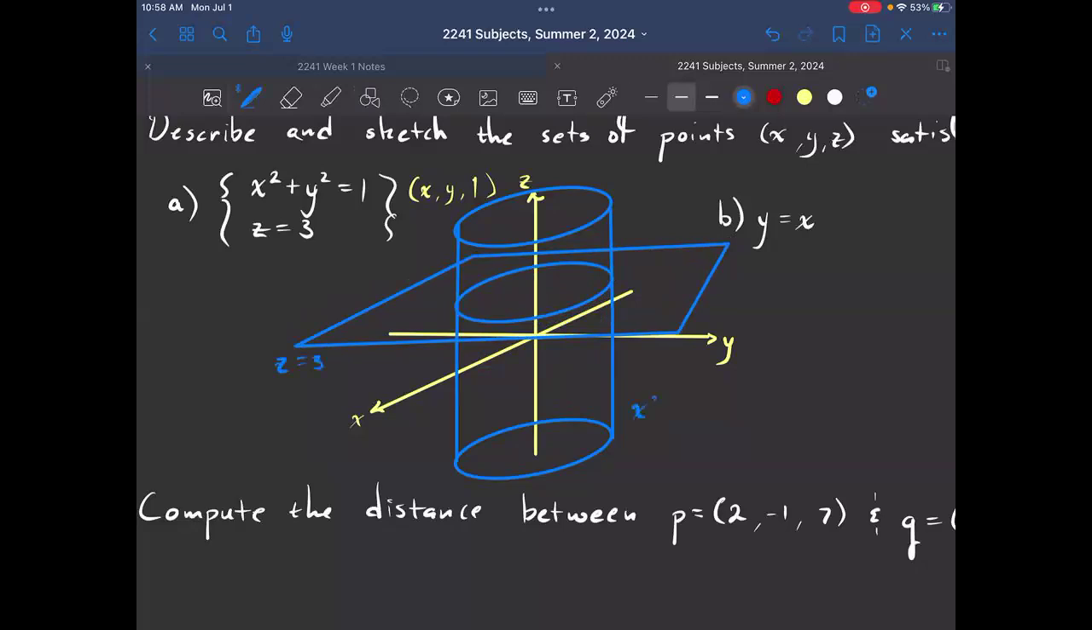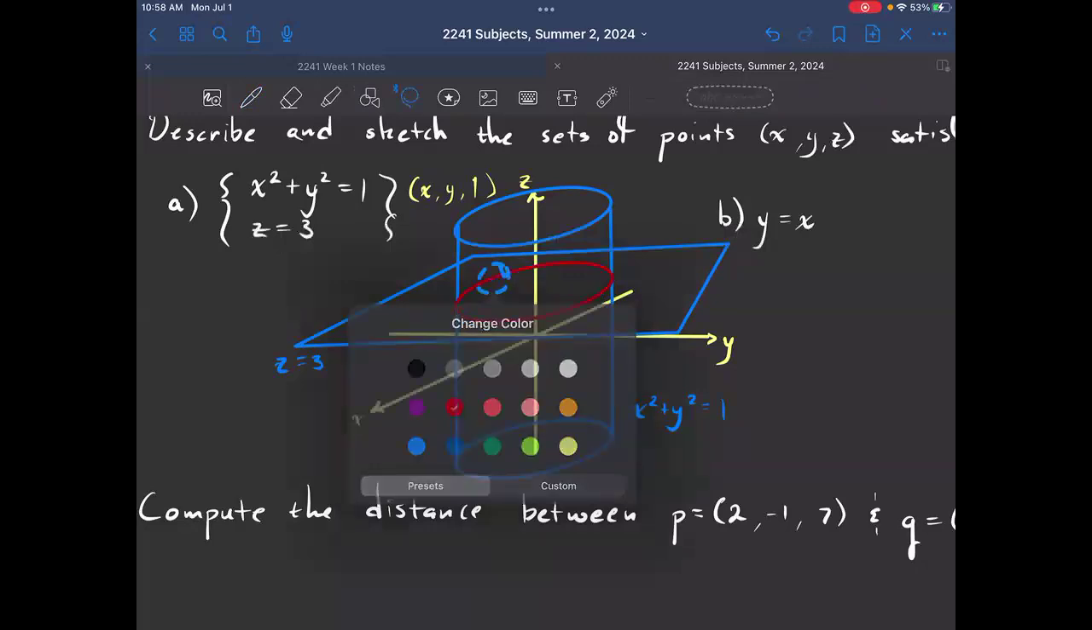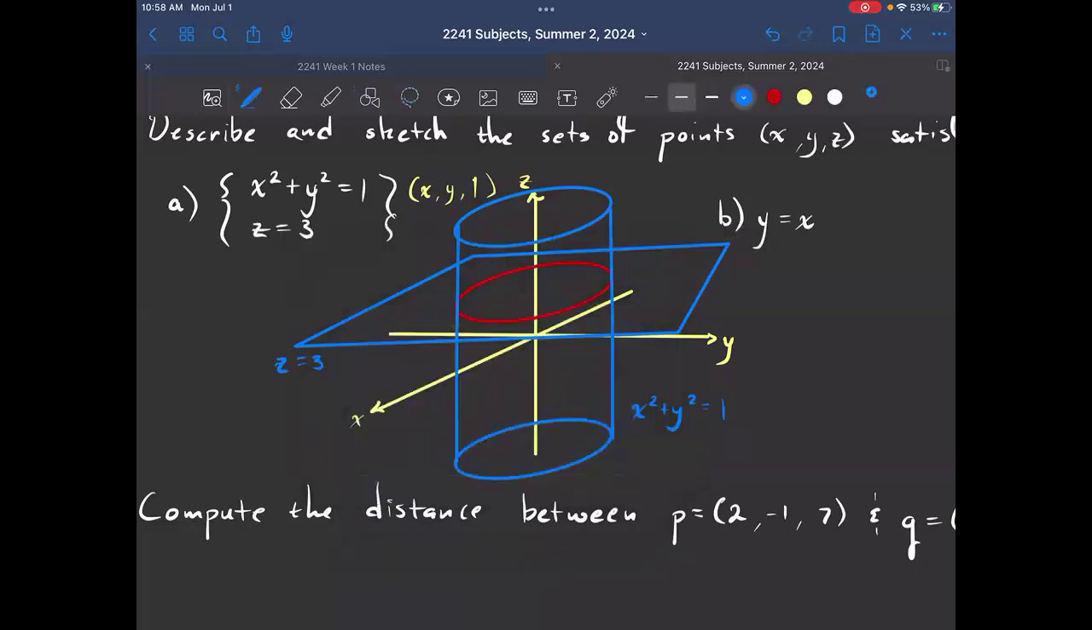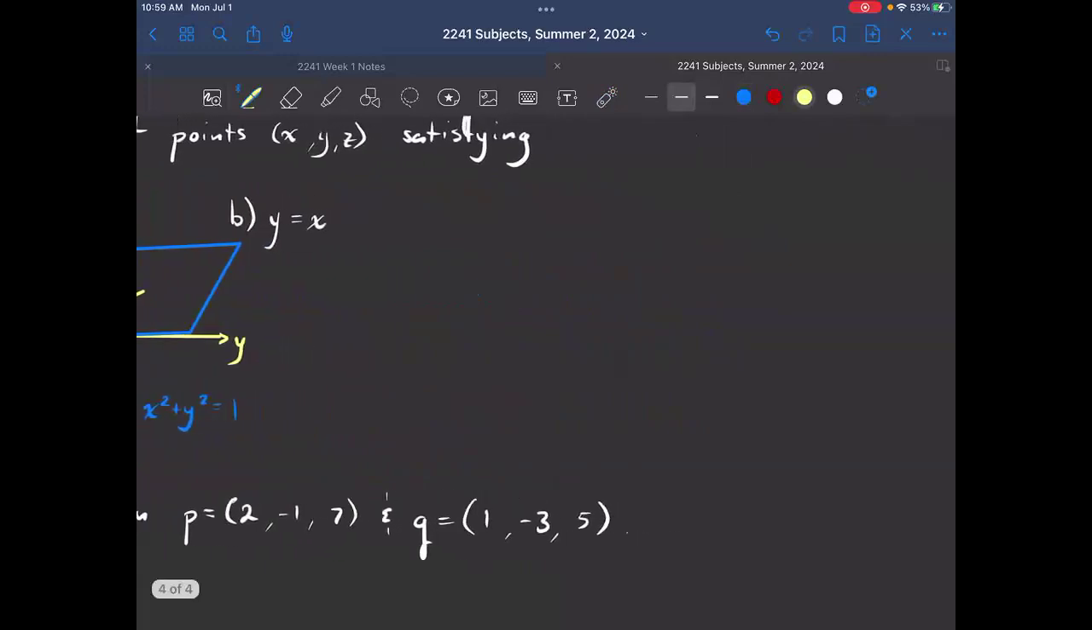And here's our x squared plus y squared equals 1 cylinder. And this circle that I just moved up is going to be our intersection. So the set of all points that satisfy both of these equations is this red circle right here. So it's a circle just shifted upward a little bit at z equals 3. Okay. So that's part A. Let's do part B here.